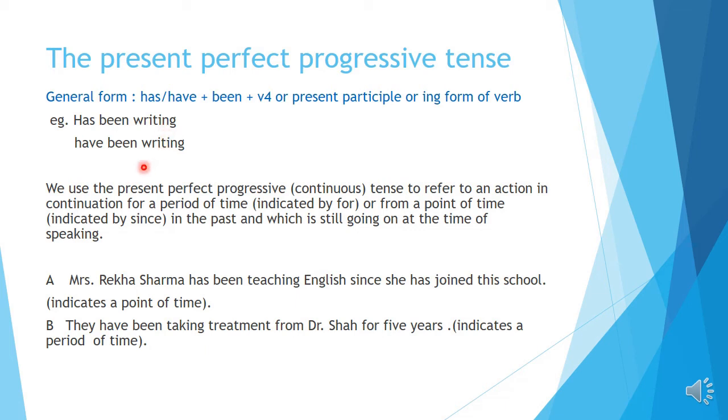So when is the present perfect progressive tense used? We use the present perfect progressive tense to refer to an action in continuation for a period of time or from a point of time in the past, and which is still going on at the time of speaking. Children, one work that started in the past and is going on at the present time of speaking is used in the present perfect progressive tense.